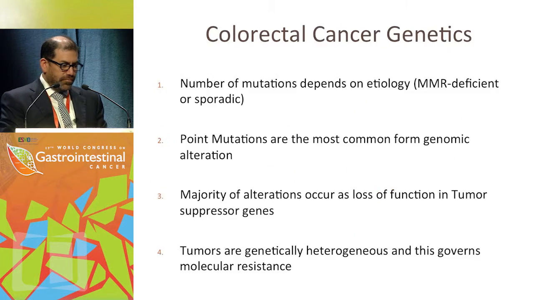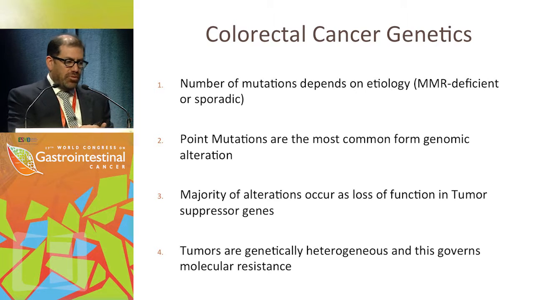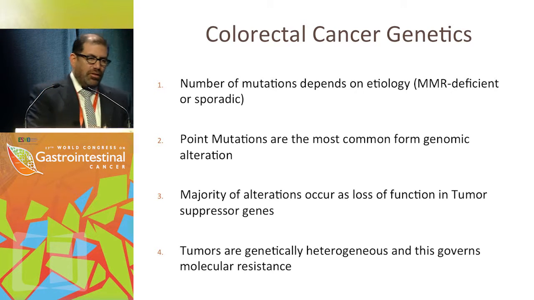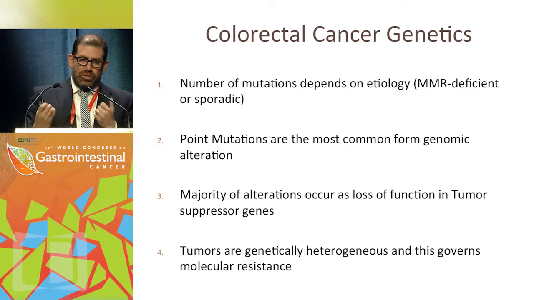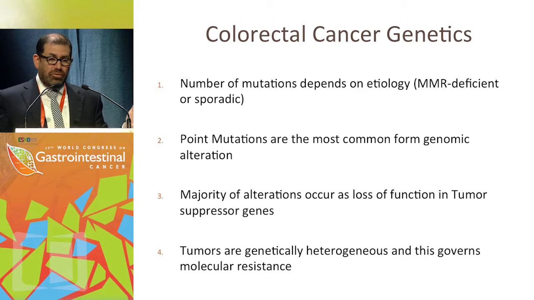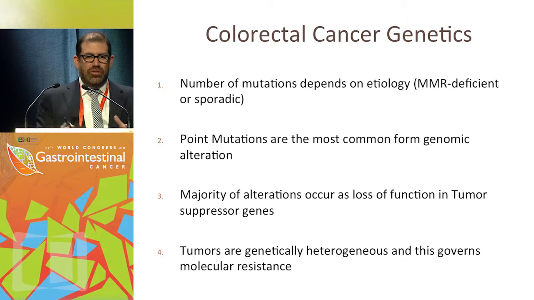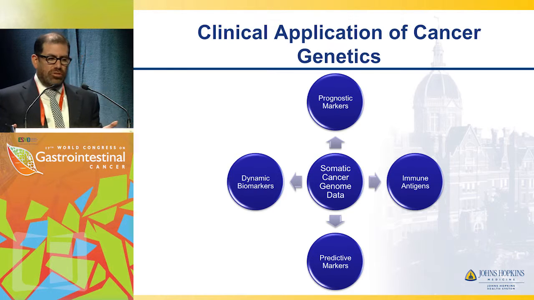So just to summarize where we were and where I was when I began a lot of these alternative uses of these mutations: we understood that there was a variety of different numbers of mutations across tumor type, and it largely depended on etiology. The point mutations were the most common form of genomic alterations in colon cancer. The majority of alterations were loss of function, so they are very challenging to drug. And tumors were heterogeneous across not only the tumor itself, but across metastases. So even if you targeted one tumor, escape by any of the other metastases or the heterogeneity would be relatively easy for a tumor. So are there other ways to use this somatic information?